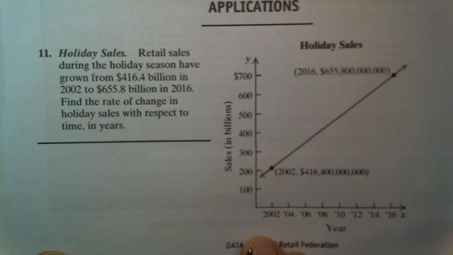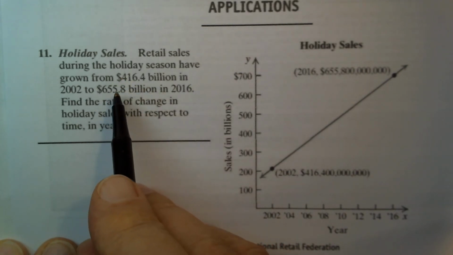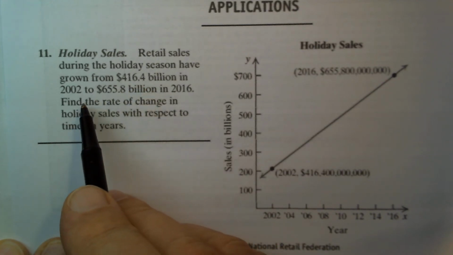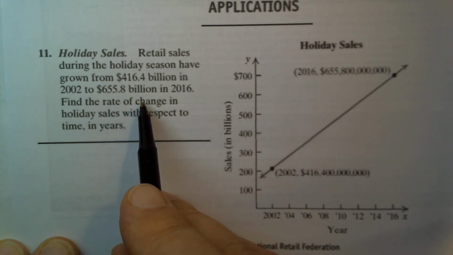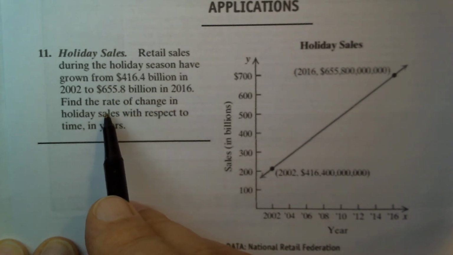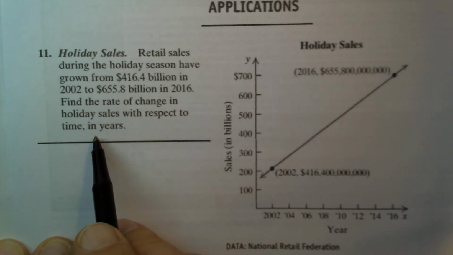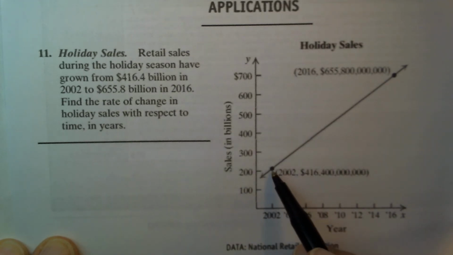Let's apply this to an example. Holiday sales. Retail sales during the holiday season have grown from $416.4 billion in 2002 to $655.8 billion in 2016. Find the rate of change in holiday sales with respect to time in years. So what they're asking us is to find the slope of the line.